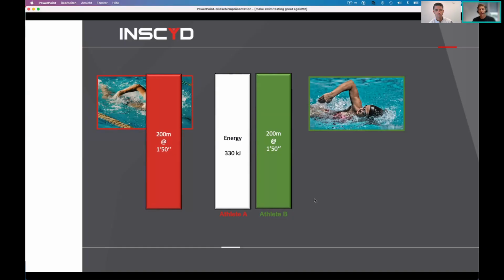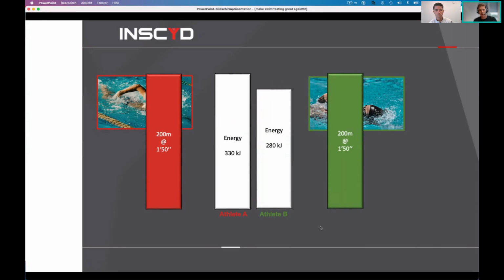However, that is not the complete picture, because what could be the case is that those two swimmers need a different amount of energy to cover that distance, meaning their technique is better, their drag in the water is less, their position in the water is different. Whatever you want to sum up as swim economy might be different. And that is not where it stops, because this is just how much metabolic energy they need to swim 200 meters.